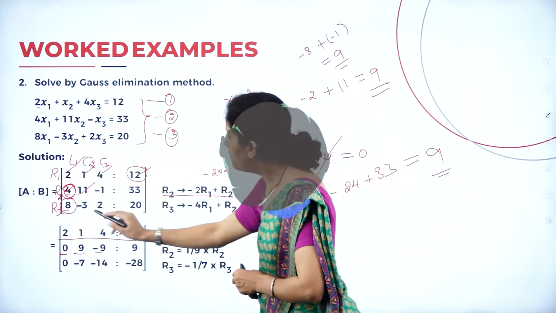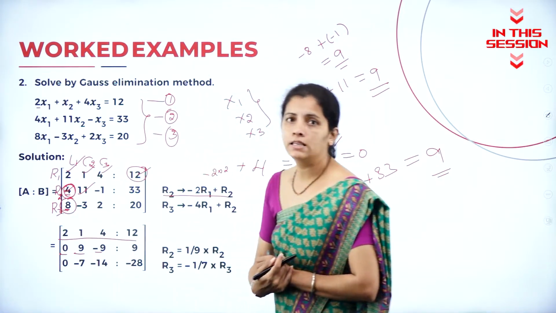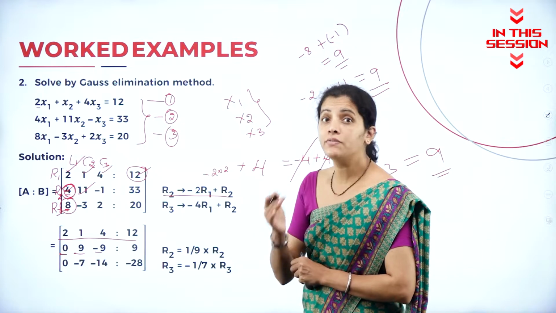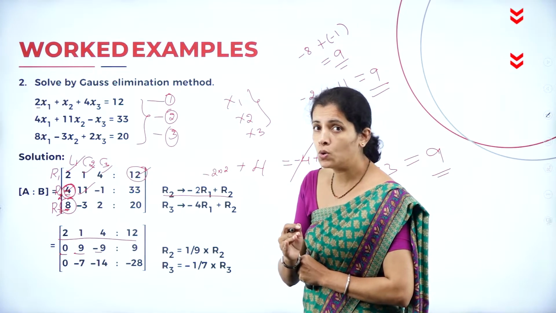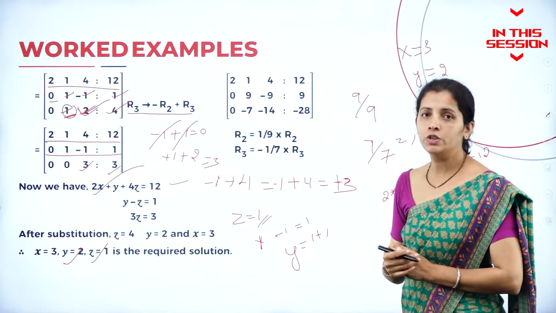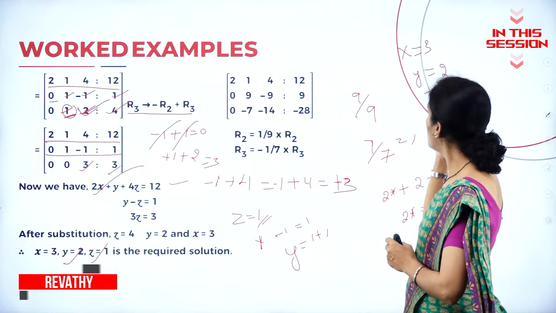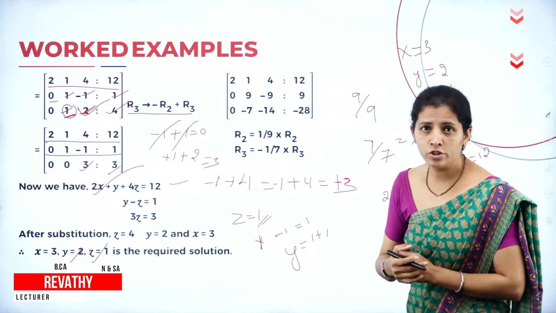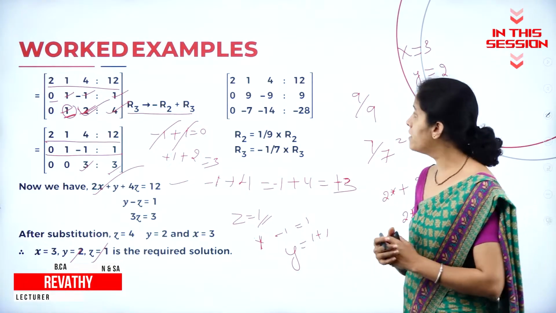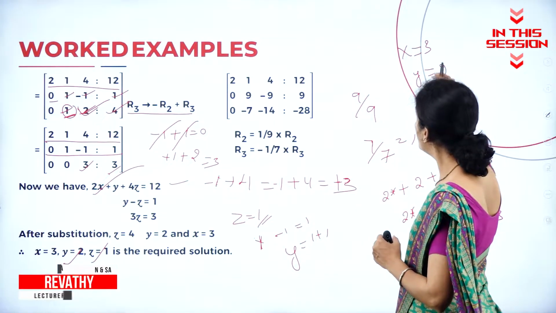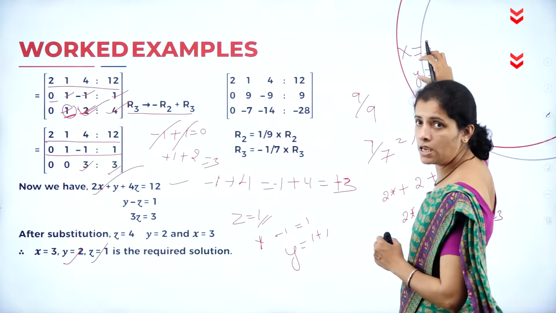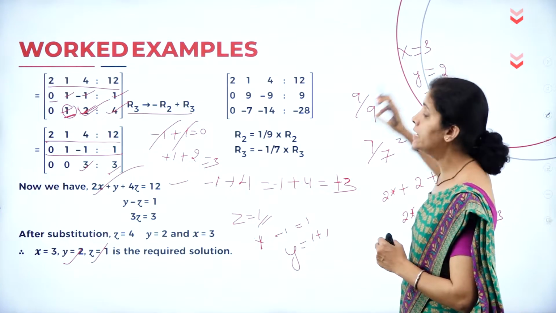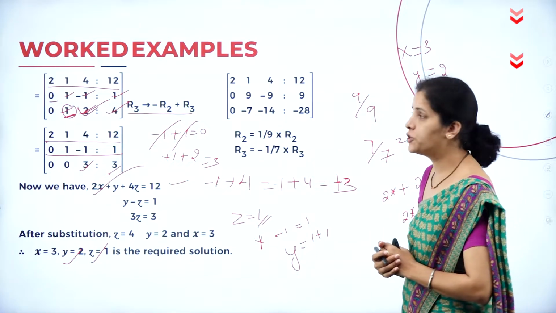I want to make this element, that is nothing but the row 3's first element, 0. Now whatever the solution I got, is it correct or not? How am I going to cross verify that? What I'm going to do is substitute these values in any one of the equations.